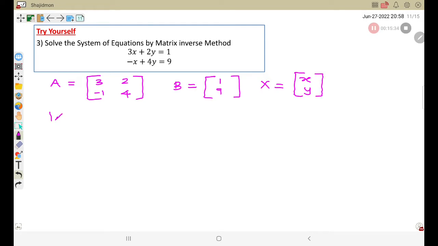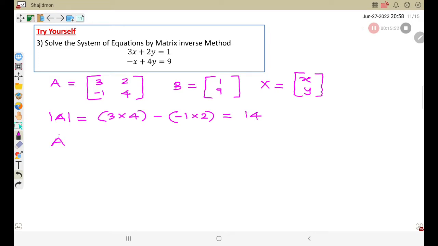Now first we are calculating what is determinant A. Main diagonal numbers 3 multiply 4 minus off diagonal number -1 multiply 2. So you can check the answer. 3 multiply 4 means 12. 12 plus 2, 14. Okay.